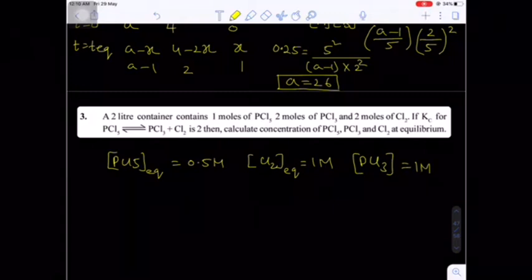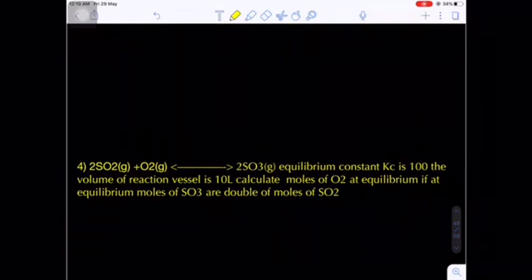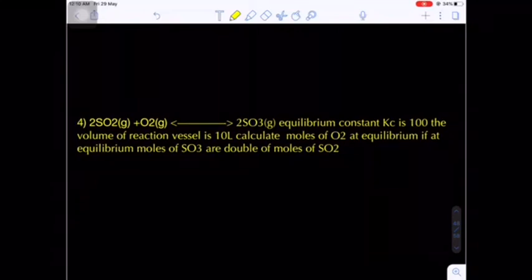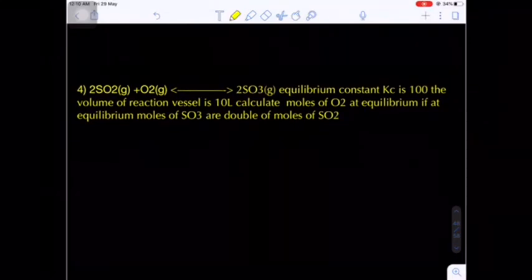Now next one: 2SO2 plus O2 gives 2SO3 at equilibrium. The Kc value is 100. The volume of the reaction vessel is 10 liters. Calculate the moles of O2 at equilibrium. Here the condition: at equilibrium the number of moles of SO3 is double the number of moles of SO2.